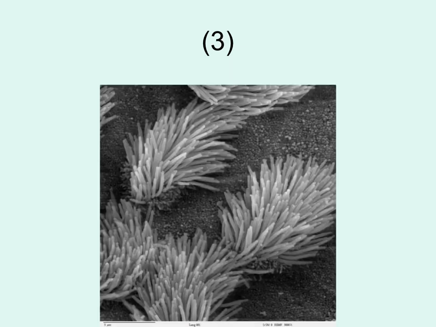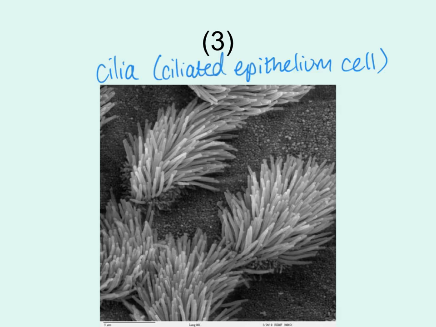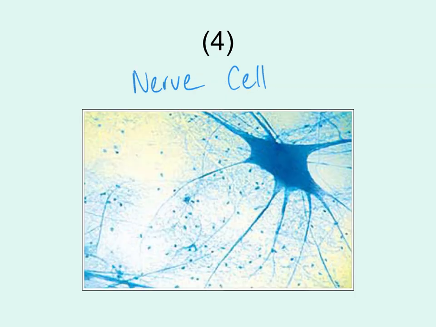Number 3 then, what did you think these were? Well, these are actually the cilia of a ciliated epithelium cell. So those little hair-like projections there are the cilia of a ciliated epithelium cell. Number 4 is a picture of a nerve cell, so you can see the projections from that as well that help carry the signals from the nerve cell. So number 4 is a picture of a nerve cell.